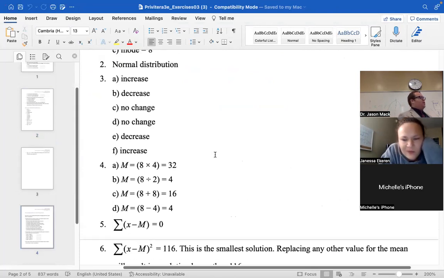Cool. Thank you. Okay, so this makes sense, right? We got that? Sum is 0, 116, smallest solution. Replacing the other value for the mean will result in a solution larger than 116.